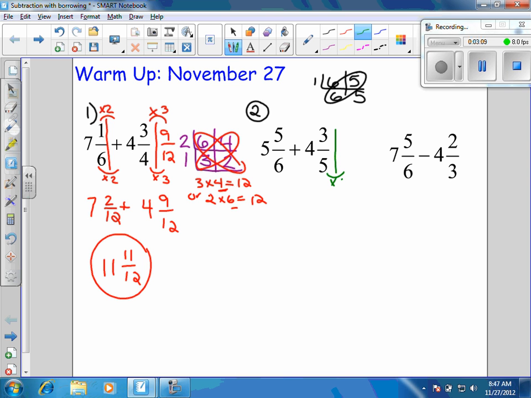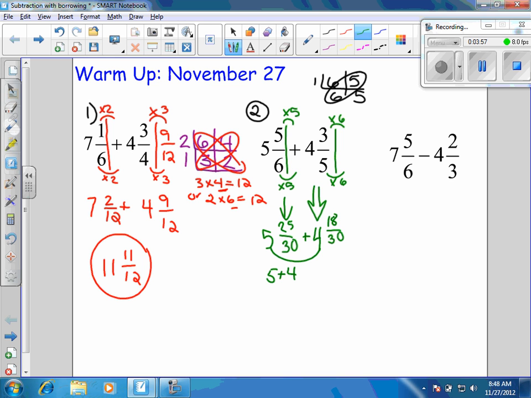So we're going to multiply the 5 by 6 and the 3 by 6. And that gives us 4 and 18 over 30. And then over here, what did you multiply by, Marcos? By 5. Good. And so that gives us 5 and 25 over 30. So what's your next step? We are adding here. What happens next? I added the whole numbers first. Add the whole numbers. So 5 plus 4 is going to give us 9. Now what?